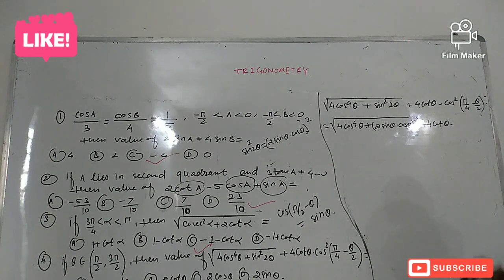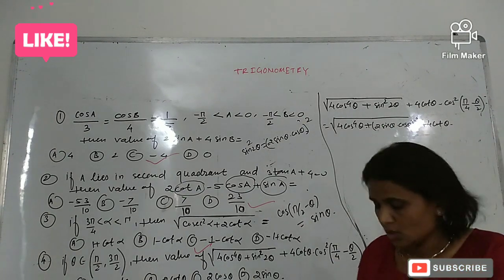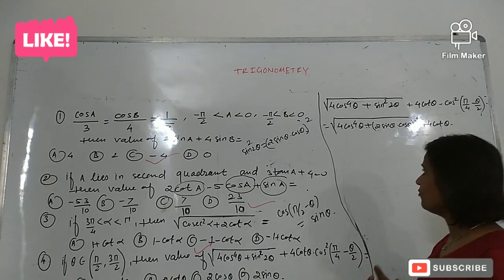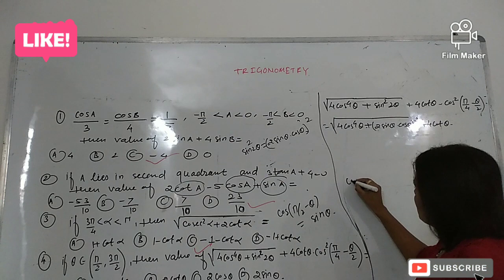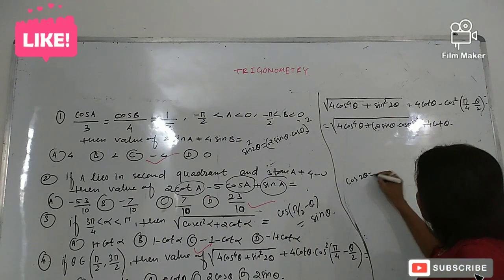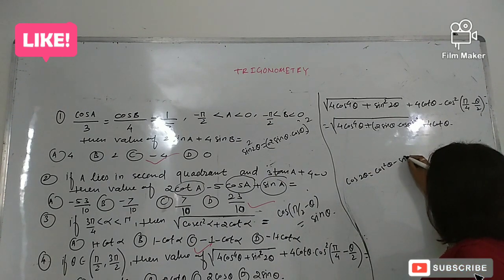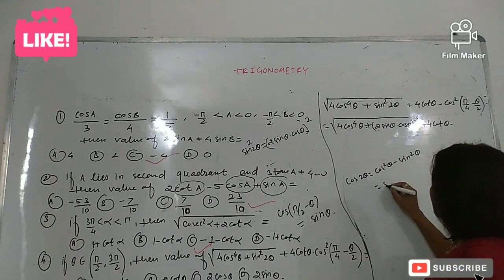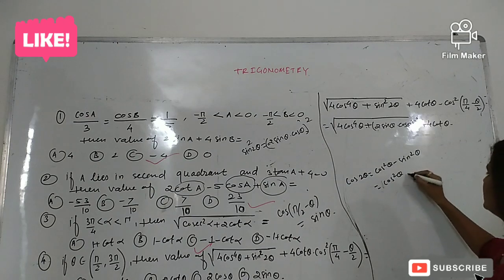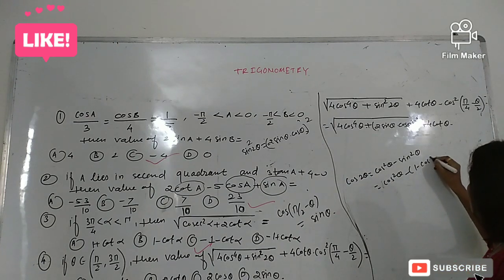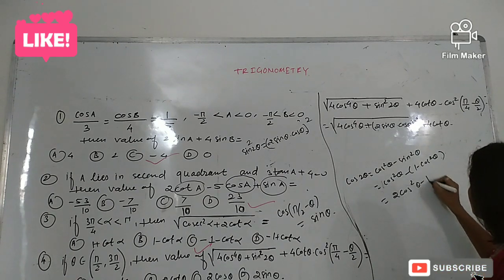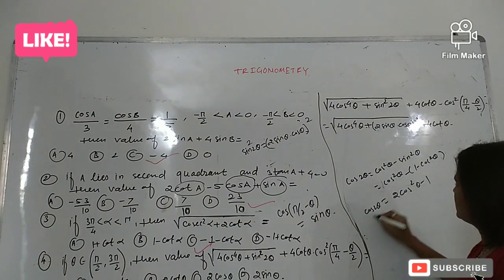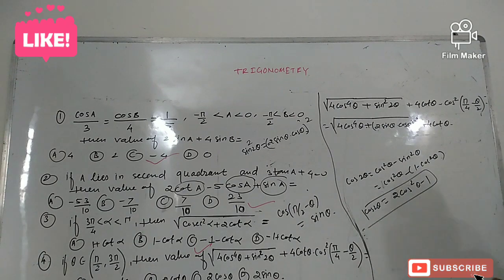And there is one more term which is in the form of cos square. So we have one more formula, cos square theta. How does it come? cos 2 theta is equal to cos square theta minus sine square theta. So if I replace this sine square theta in the form of cos square theta, then I will get this expression, 2 cos square theta minus 1. So this is the formula for cos square theta.